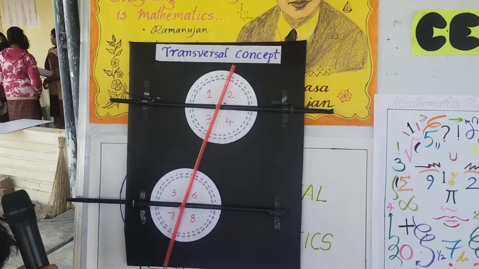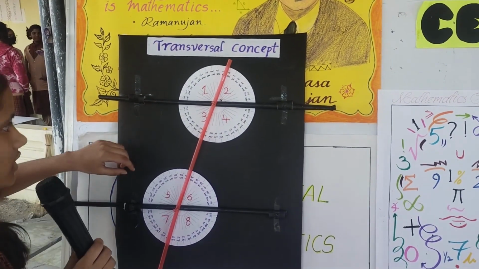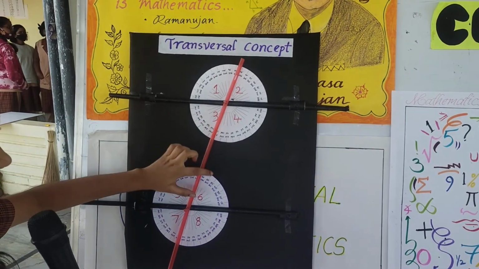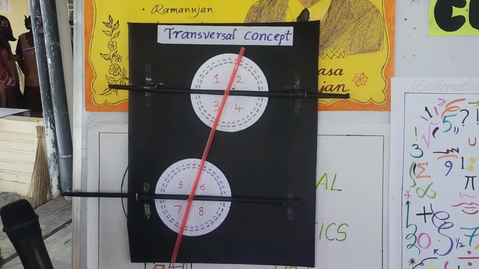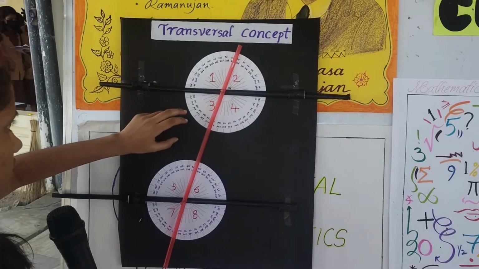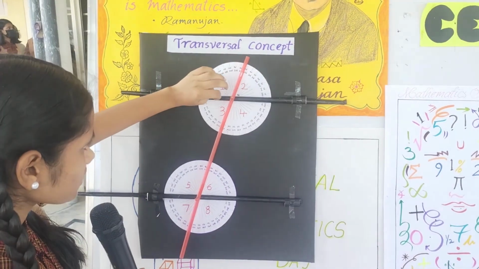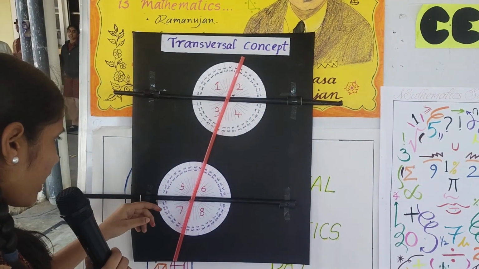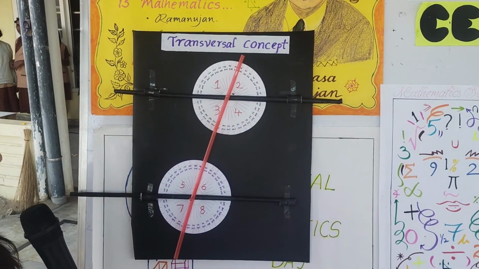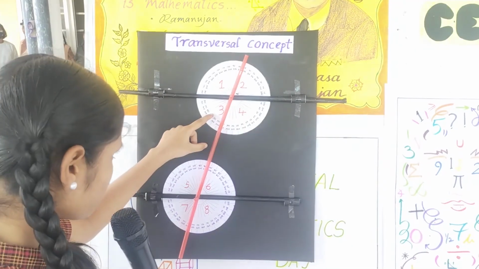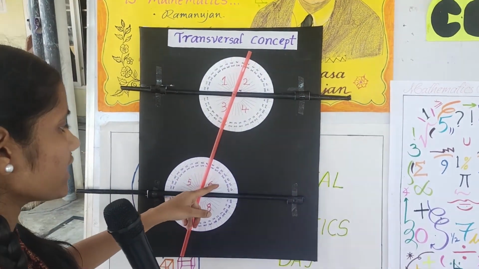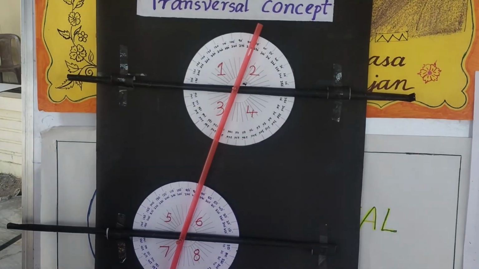Let us start with alternate interior angles. Here you can see that angles 4, 5 and 3, 6 are alternate interior angles and they are equal. Angle 4 measures 100 degrees and angle 5 measures 100 degrees, so they are equal. And angle 3 measures 80 degrees and angle 6 measures 80 degrees, so they are equal.